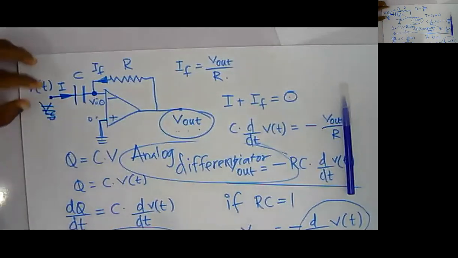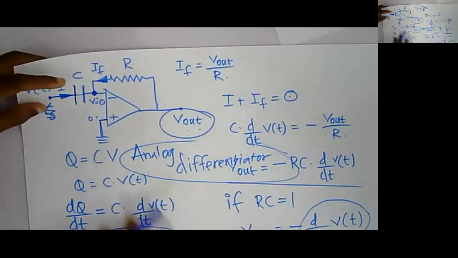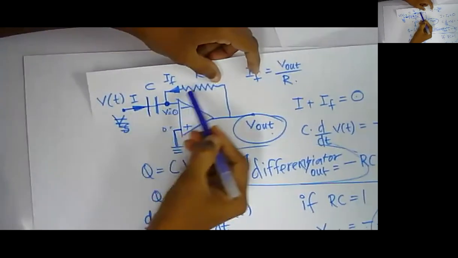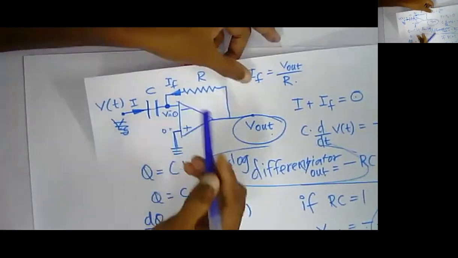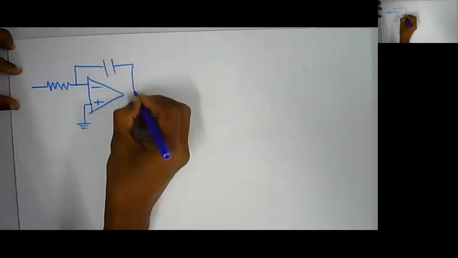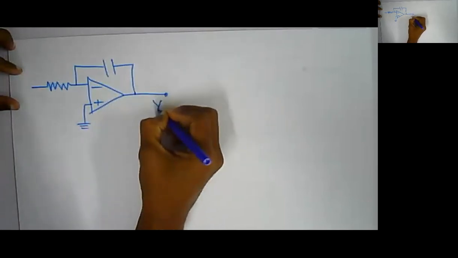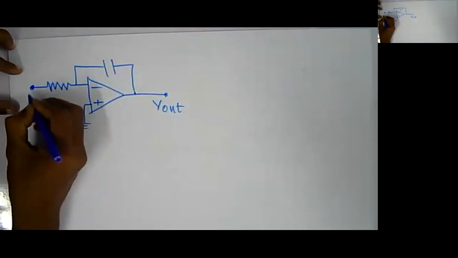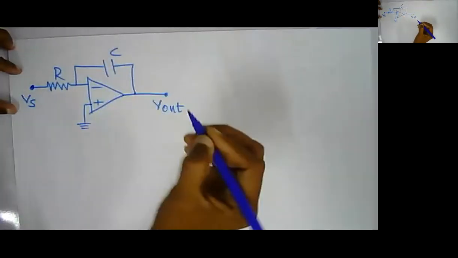Sorry guys, right? So this is a differentiator, or analog differentiator. Now look at here, you have your capacitor here and resistance here. Let's see what will happen if we interchange the resistance and capacitance. So now I am going to have my resistance at the input terminal, which is minus, plus, grounded, and then I am going to have my capacitor across the output. This is my V out, this is my Vs, R and C.